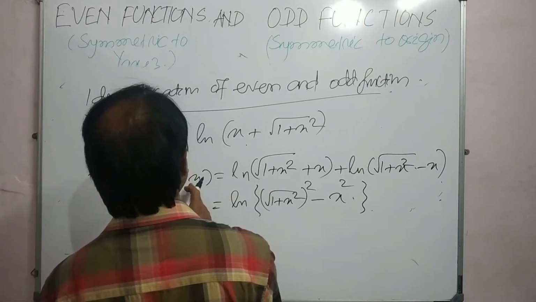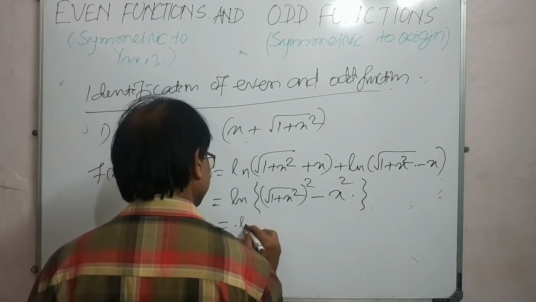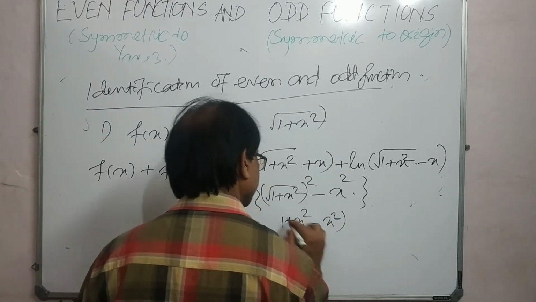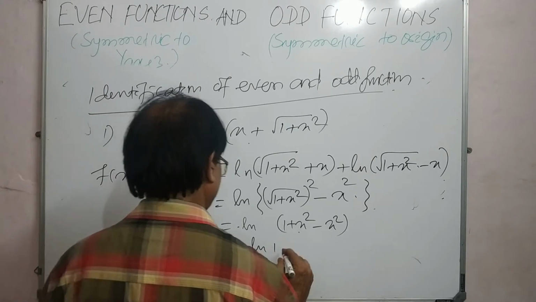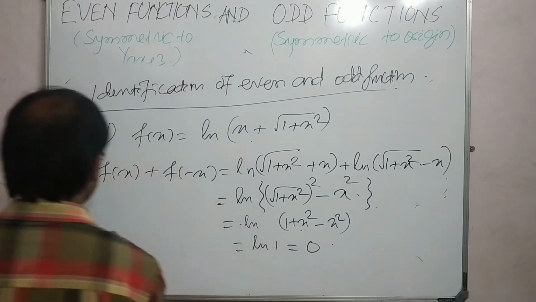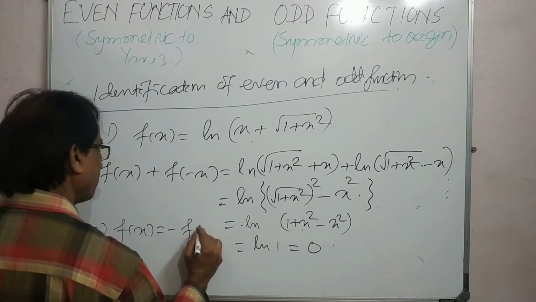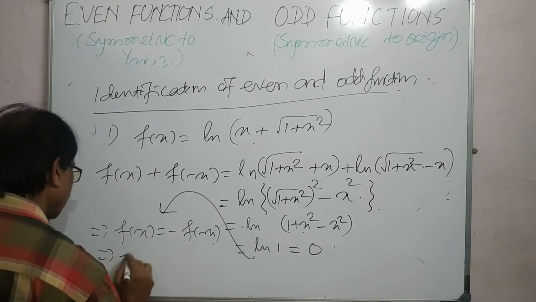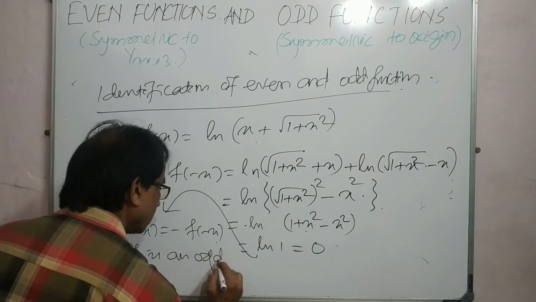Now putting f of minus x, adding them, and we are simplifying. Now what you see here, this implies that f of x is equal to minus f of minus x, which means that f is an odd function.